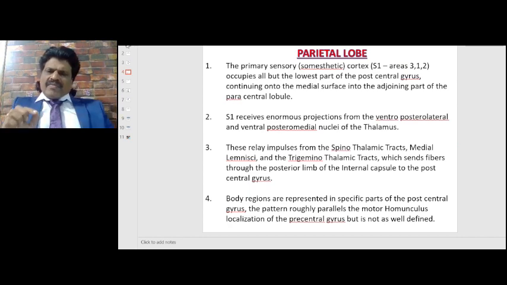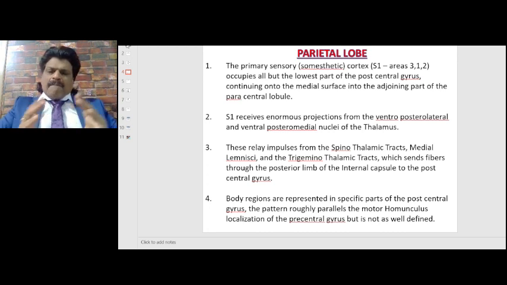Parietal lobe. The primary sensory somesthetic cortex S1, areas 3, 1, 2, occupies all but the lowest part of the postcentral gyrus, continuing on to the medial surface into the adjoining part of the paracentral lobule. S1 receives enormous projections from the ventro-posterolateral and the ventro-posterior medial nuclei of the thalamus.